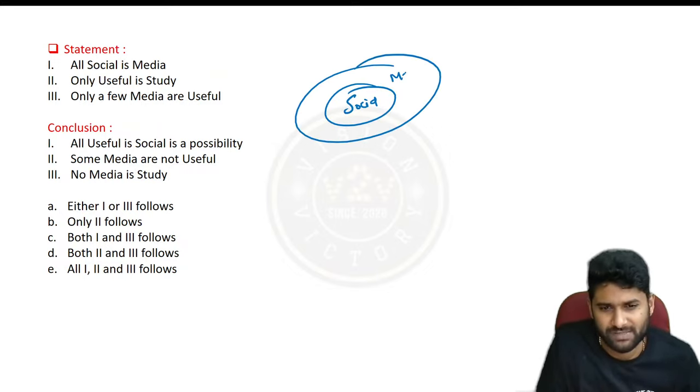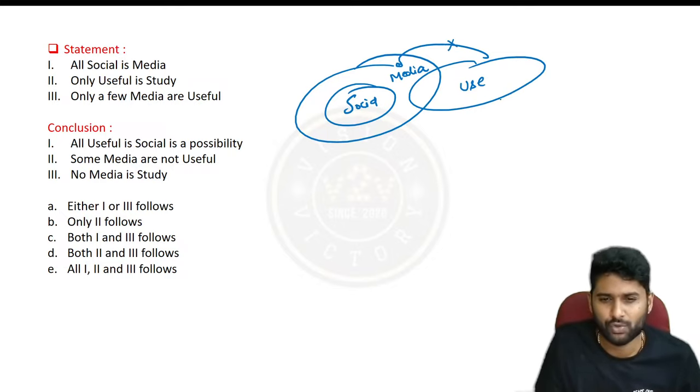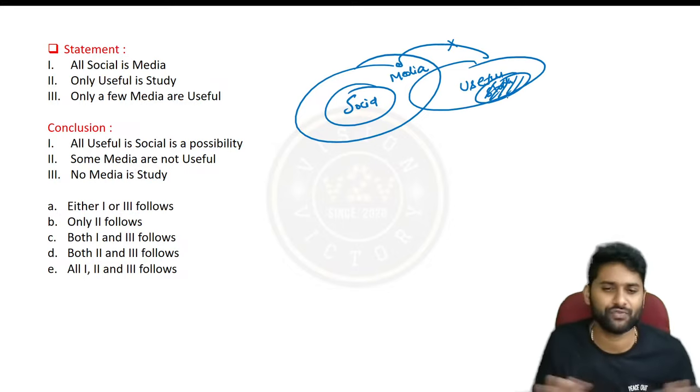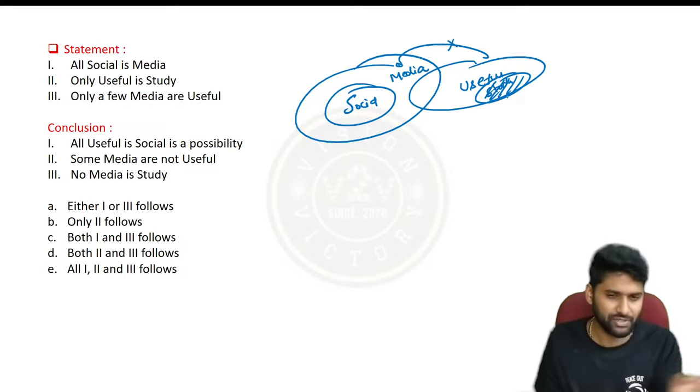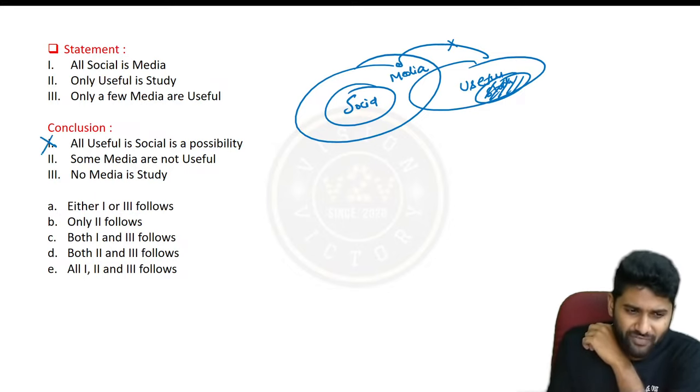All social is media, only useful is study, only few media is useful, some media is not useful. Only useful is study means study belongs to useful only, you cannot assume that parameter into any other parameters. Let's check with the conclusion: all useful is social is a possibility is not at all a valid conclusion.